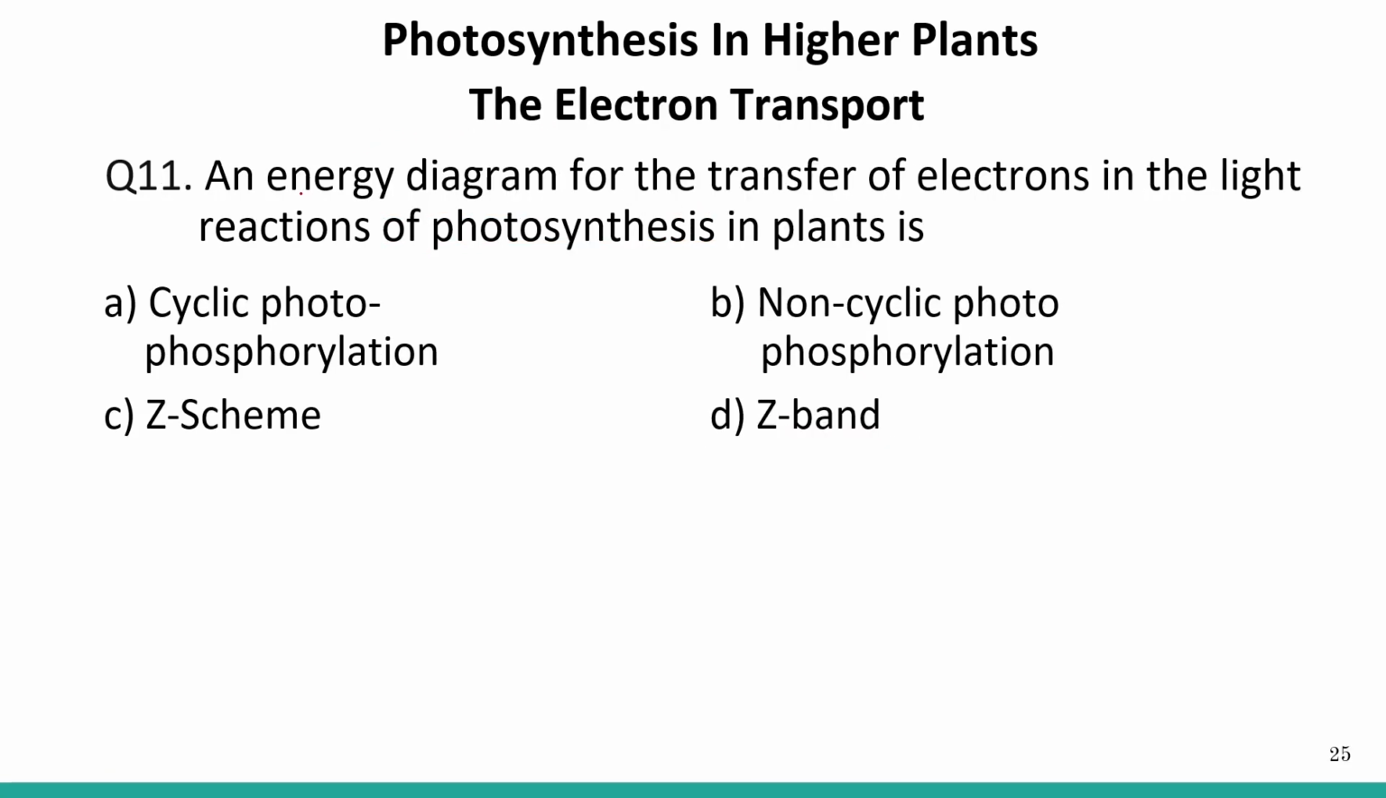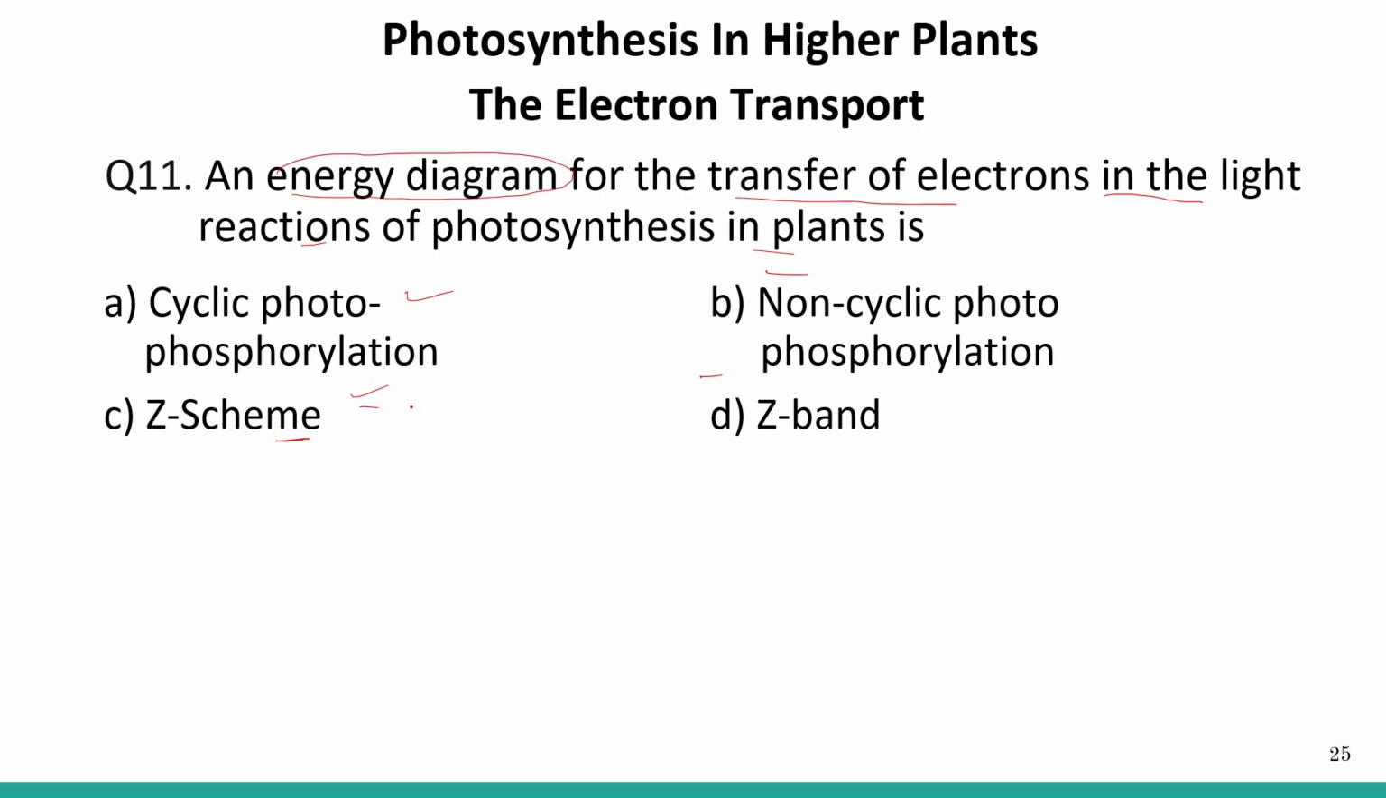Now next question is energy diagram for the transfer of electrons in the light reaction of photosynthesis in plants is called cyclic phosphorylation, non-cyclic photophosphorylation, Z scheme or Z band. Now let's again talk about the Z scheme here. So what is the Z scheme? It is an energy diagram.